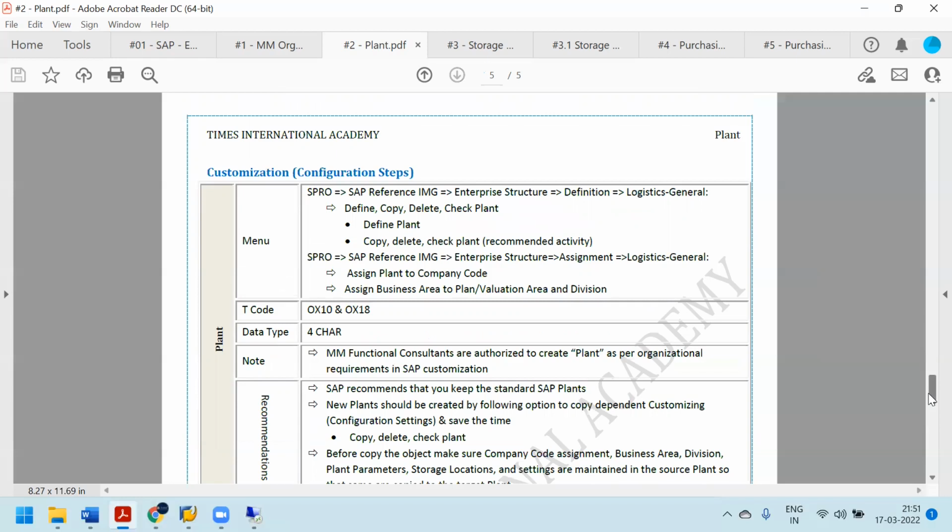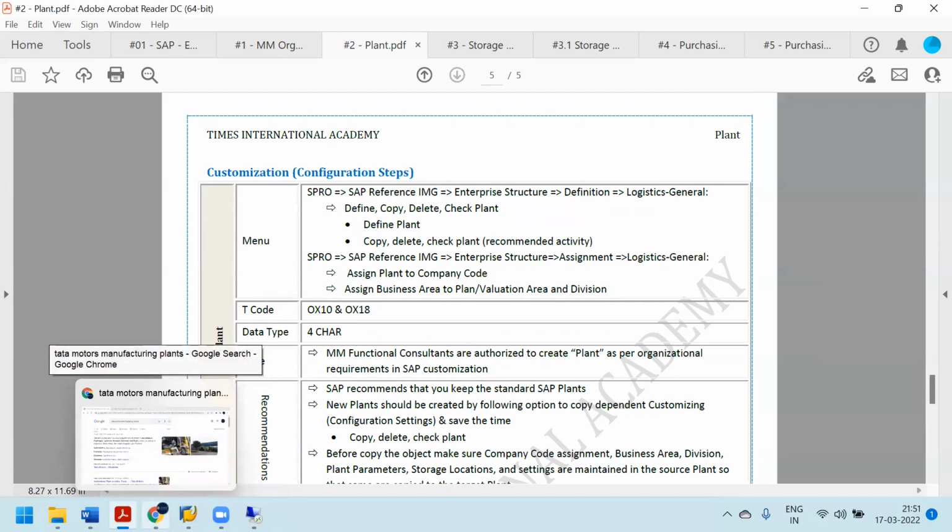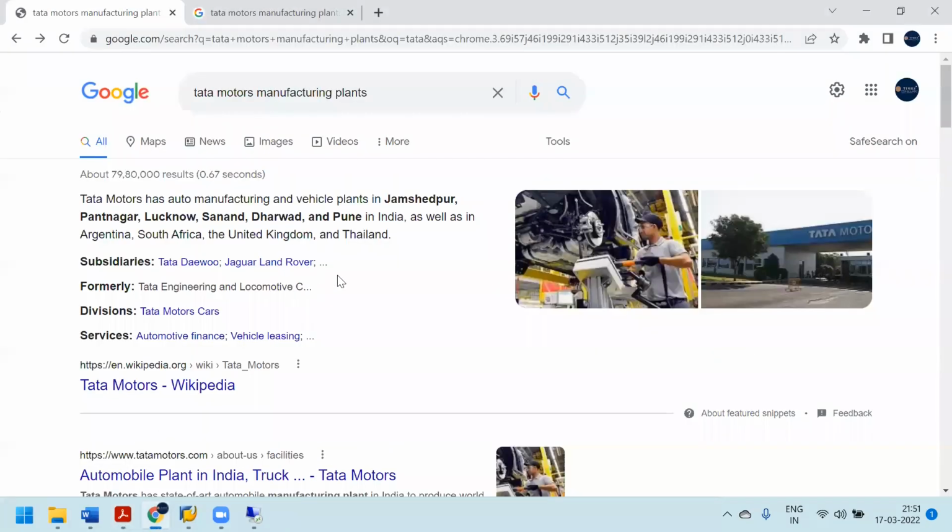Okay, so now first, tell me how many plants you want to consider. We are taking the example of Tata Motors, right? Now tell me how many plants you want to consider in our training. Sir, 4 to 5. Yes. What about Atif? How many plants do you want to consider?